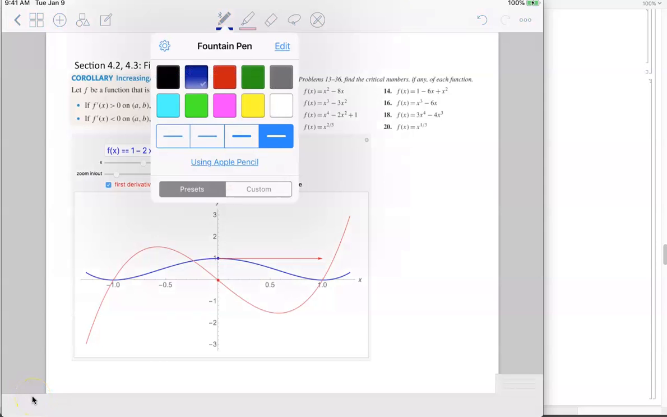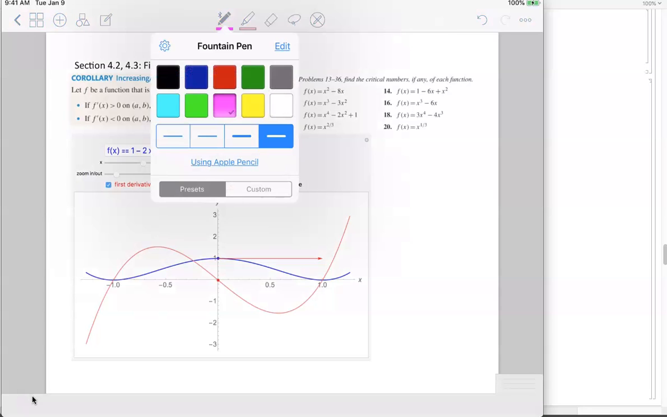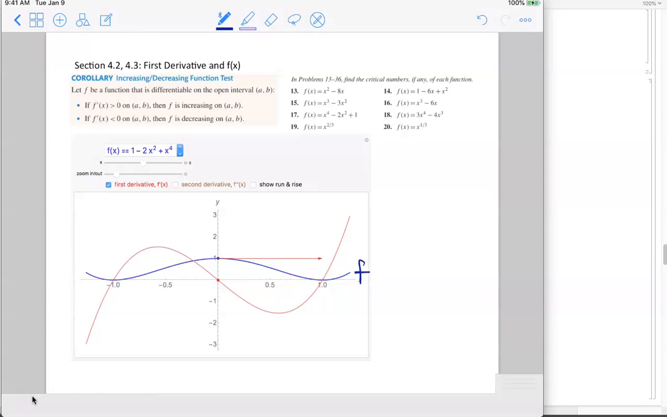Right, in the last video we looked at a sign line for the first derivative. In this video we're going to look at a sign line for the second derivative. Okay, so what we're seeing in this graph is a plot of the function f, and we're also seeing the graph of f prime.